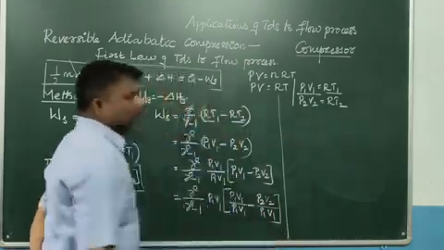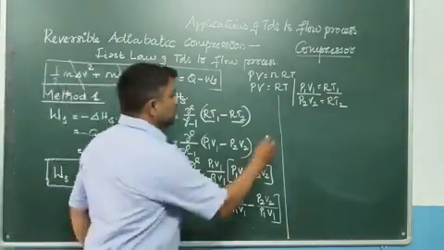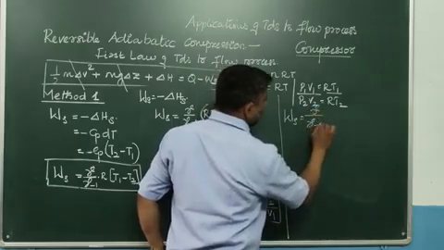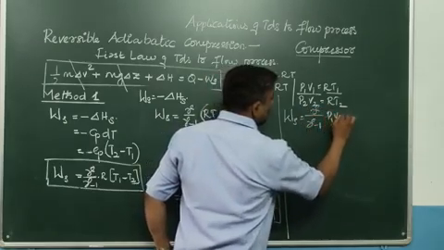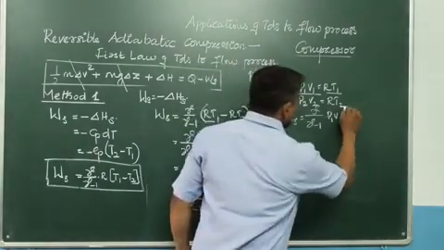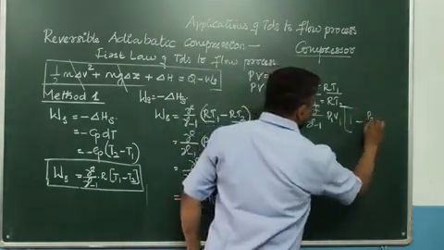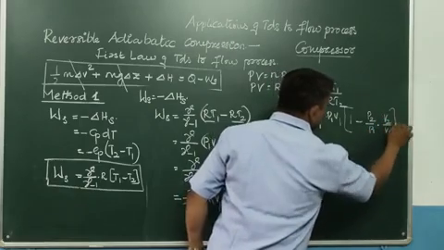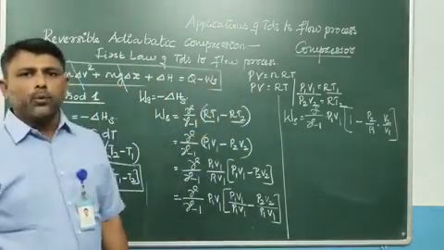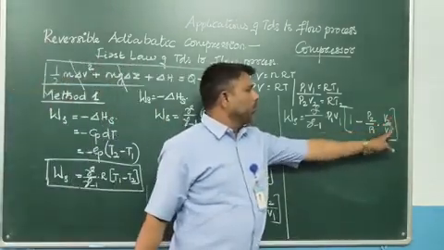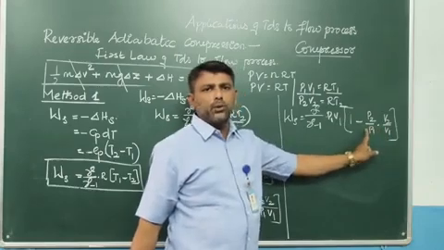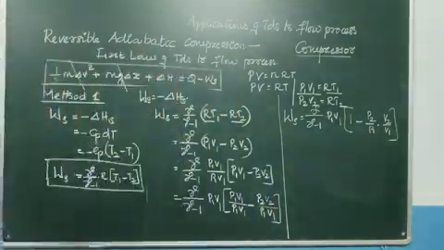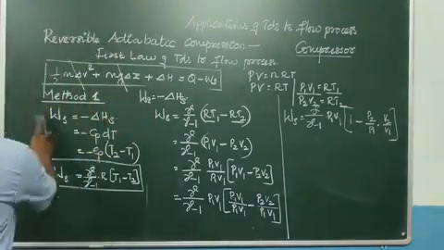Clear? This equation becomes shaft work Ws is equal to gamma divided by gamma minus 1 into P1 V1 into 1 minus P2 divided by P1 into V2 divided by V1. In this equation, I am going to express V2 by V1 in terms of P2 by P1. Clear? Right.